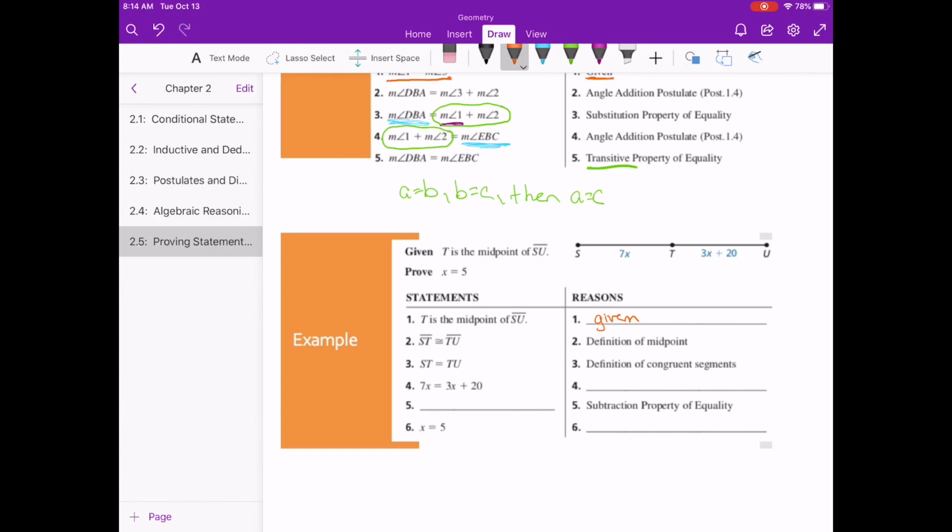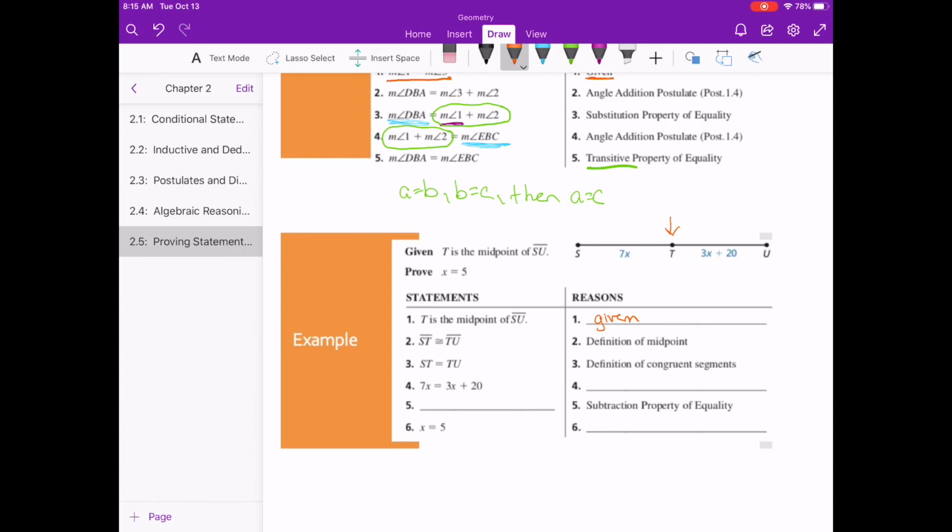We also know from that that segment ST is congruent to segment TU because we are given that it's a midpoint. Remember, the definition of a midpoint is that it cuts the segment into two equal, congruent parts. Then we can go from saying that those two segments are congruent to saying their lengths are equal by the definition of congruent segments. What it means to be congruent is that they have the same size, or the same measure.